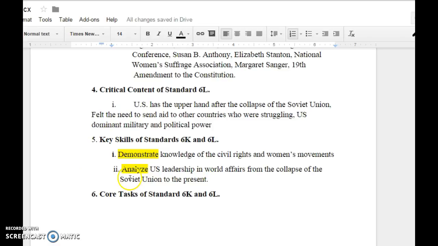I also have to analyze the U.S. leadership and world affairs from the collapse of the Soviet Union to present. So now I would have to focus on how the U.S. leadership was affected after the collapse of the Soviet Union to how it is nowadays. And the key verb is, of course, to analyze.